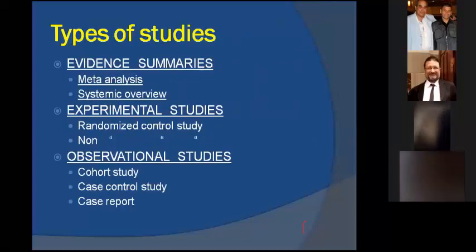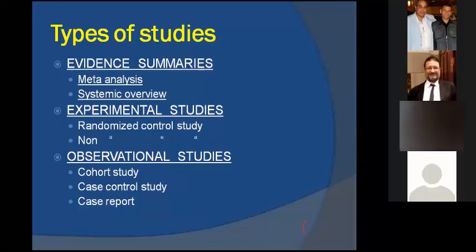But let's jump to another point. What are the types of studies? We have three main types of studies: evidence summaries, experimental study, and observational study. These are the main three varieties of studies. Regarding the evidence summaries, we have the meta-analysis and systematic overview. For experimental, we have randomized and non-randomized controlled trials. And for observational study, we have the cohort study, the case control study, and case report.